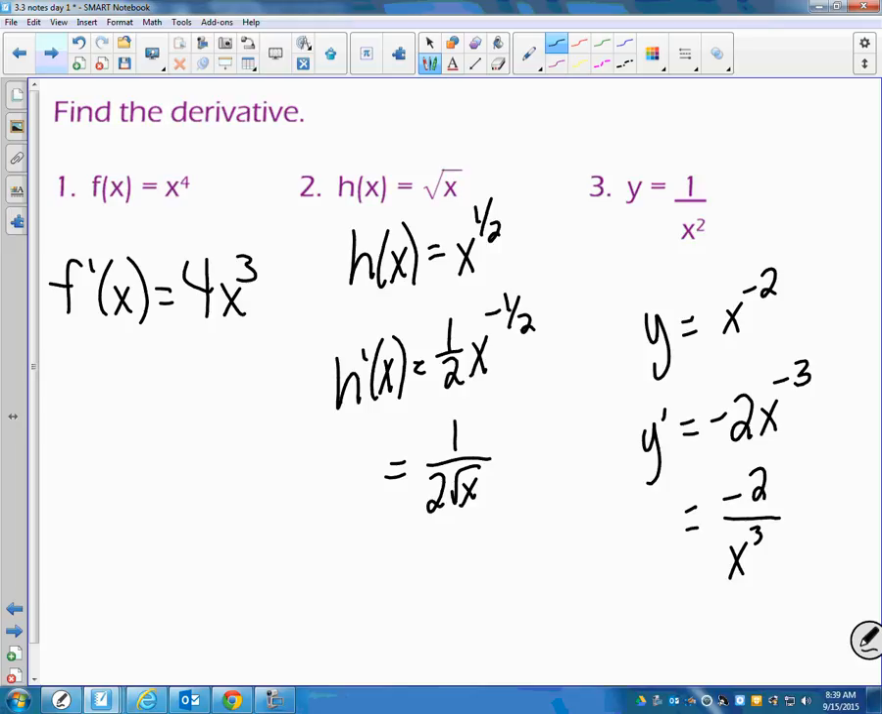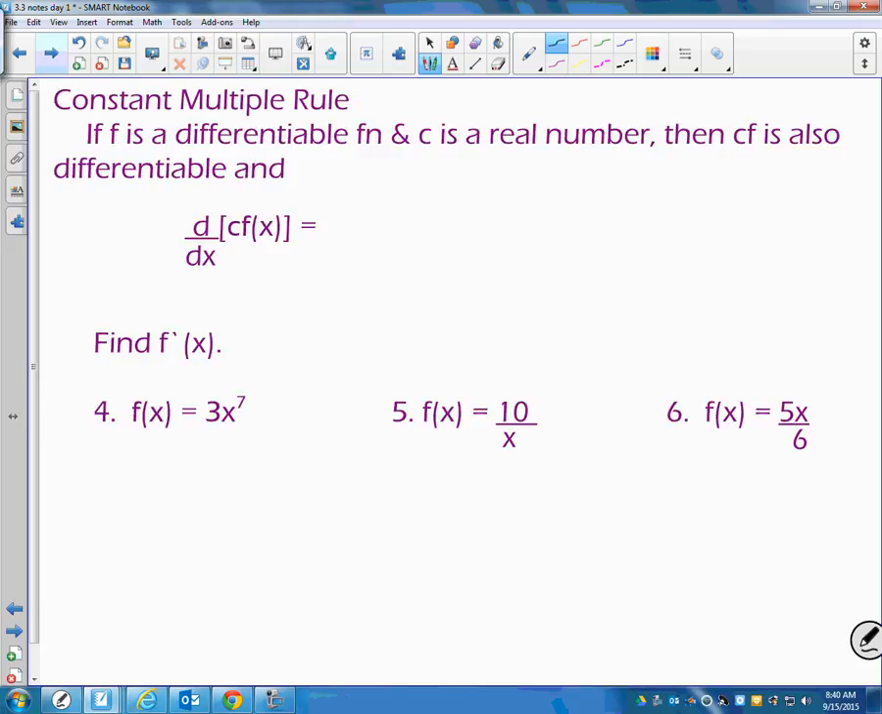All right, the rest of it, I just have some more rules of how we can make things a little more complicated, but really the same thing. So, it's getting a little more exciting. Constant multiple rule says, if f is a differentiable function, and c is a real number, then c times f is also differentiable. And basically, if there's a constant in front, you just kind of ignore the constant and do the derivative and then simplify. And we'll talk in a minute about how you'll probably just put it all together at once. But basically, if there's a number in front of an x, you just leave that number alone and then take the derivative.